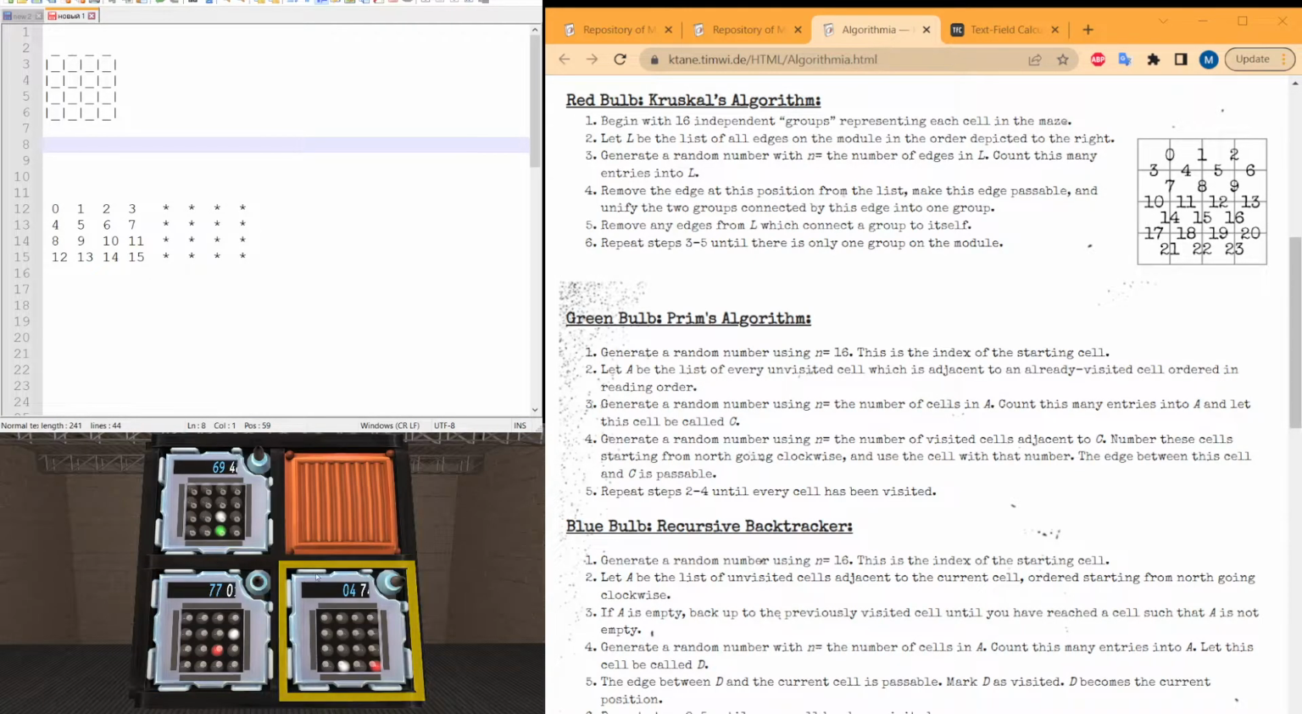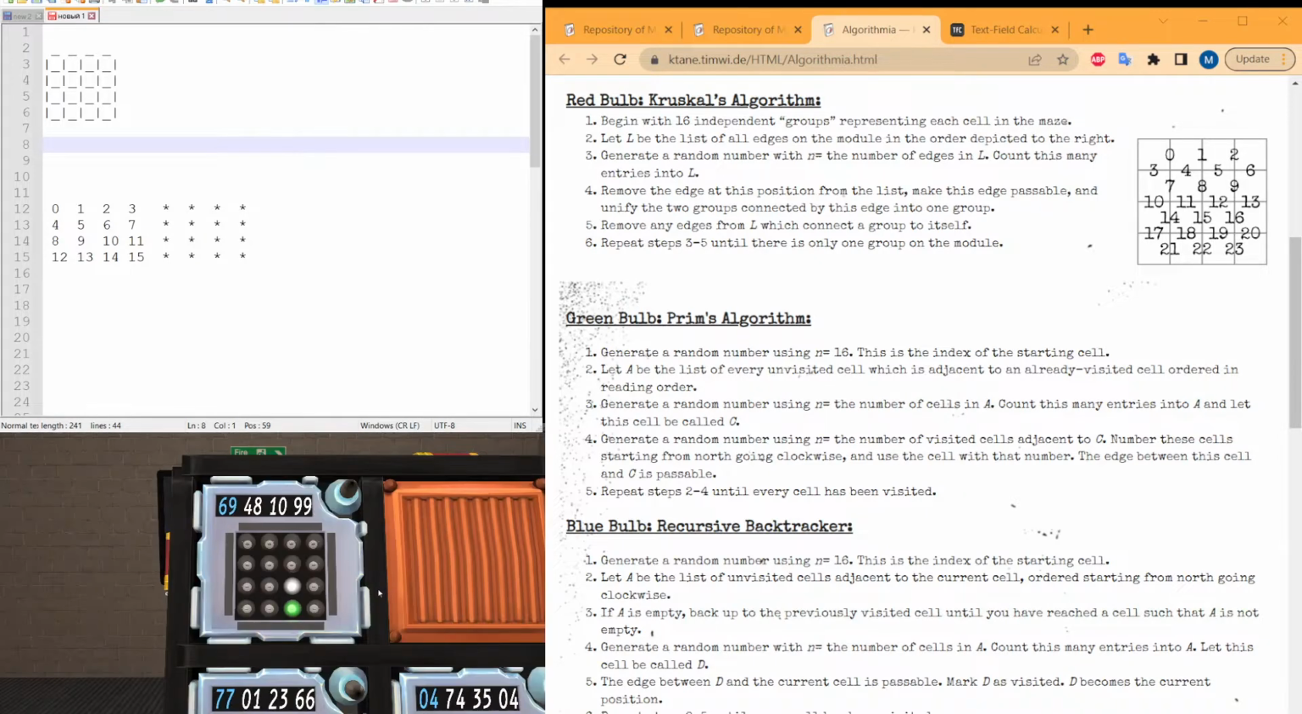Welcome back. Now we are going to look at the green example. Let's write down the numbers, starting from 69.